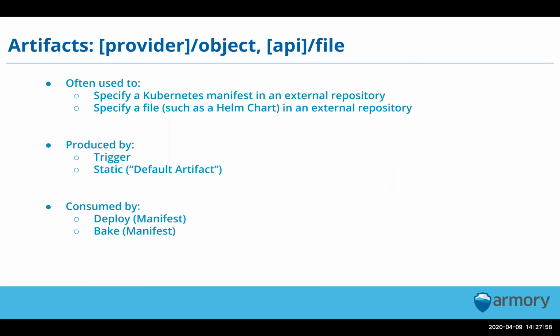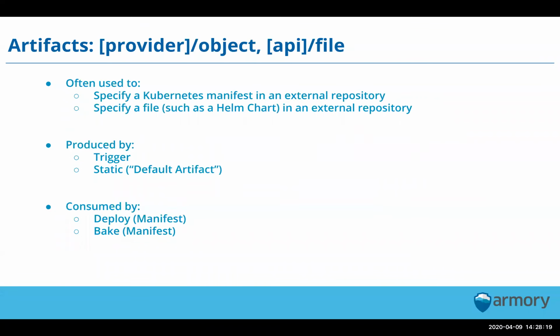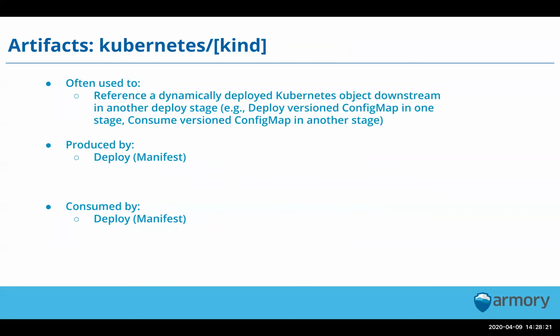I'll talk about what that looks like in a little bit. The way you actually use these is you specify that you are deploying this artifact rather than a manifest, or you are baking a Helm chart using this artifact. And then, let's see, I had these in a different order. All right, well, we'll do both of these.